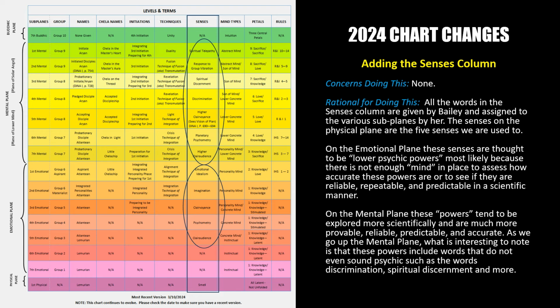On the mental plane, these powers tend to be explored more scientifically and are much more provable, reliable, predictable, and accurate. As we go up the mental plane, what is interesting to note is that these powers include words that do not even sound psychic, such as the words discrimination, spiritual discernment, and more. And we'll come back to that, but you see the words discrimination, spiritual discernment here. Now, these senses continue to be listed higher up on the Buddhic plane and even the Atmic plane. And you can go to the Soul to Spirit website and do a quick search on psychic powers, and you'll get the detailed articles that I put there of how these powers work on all the various planes here.